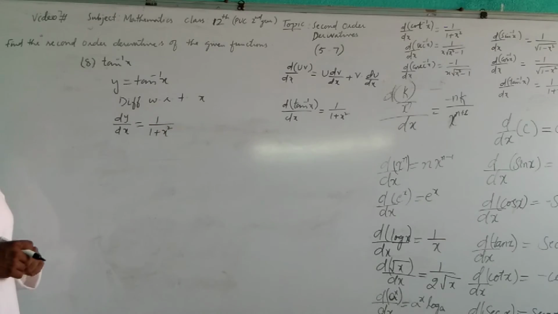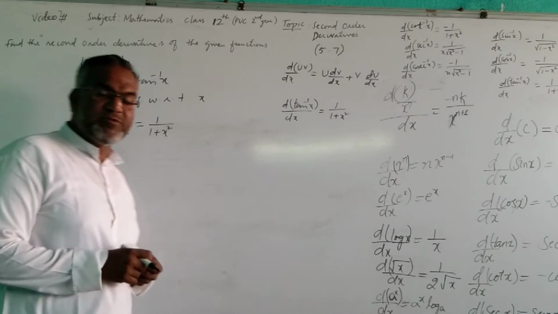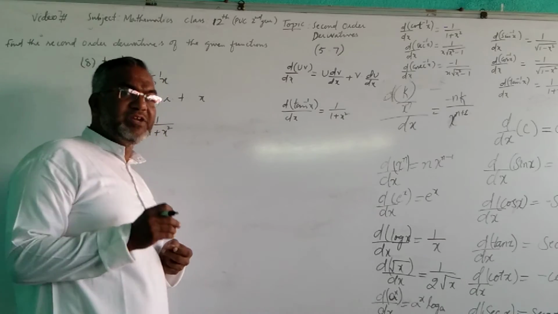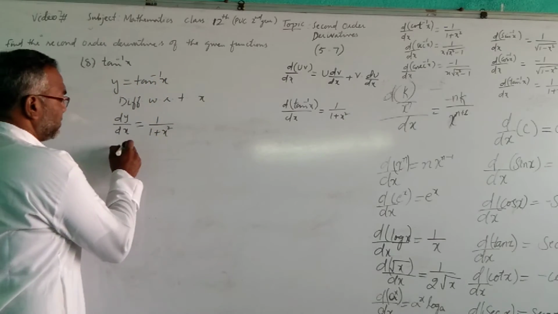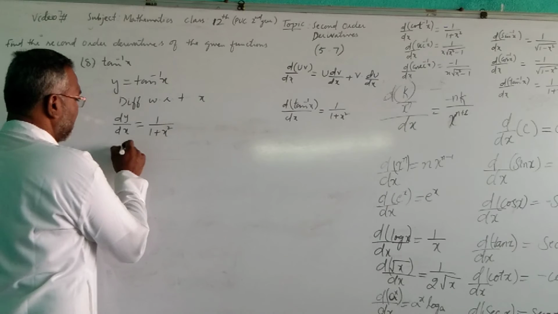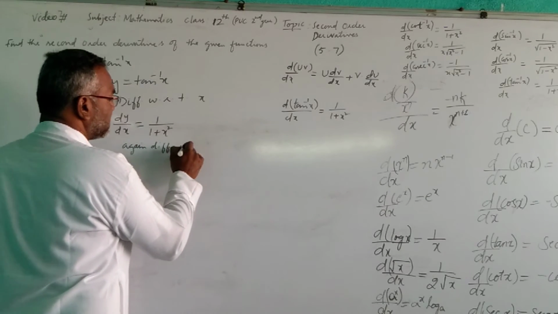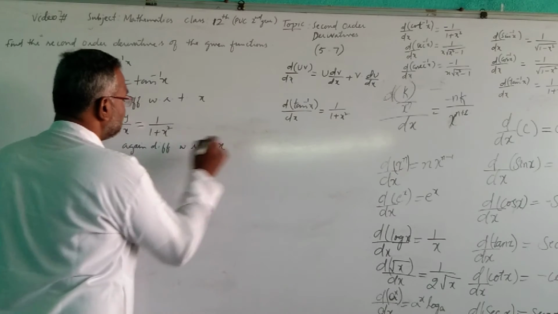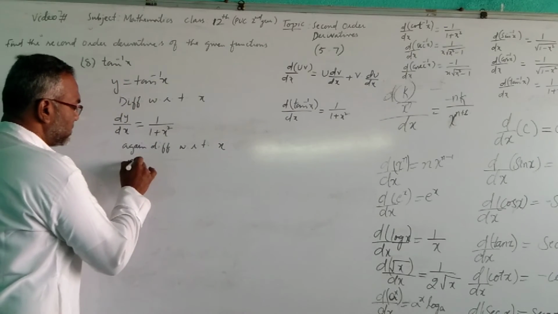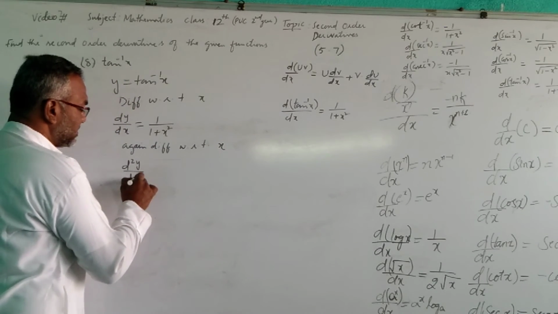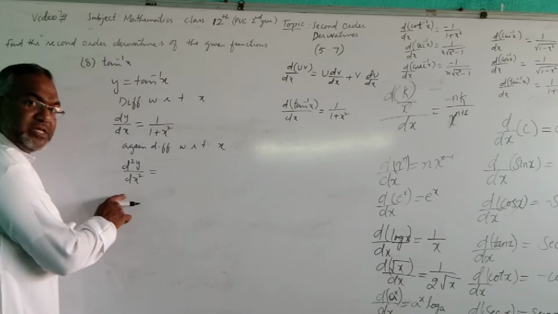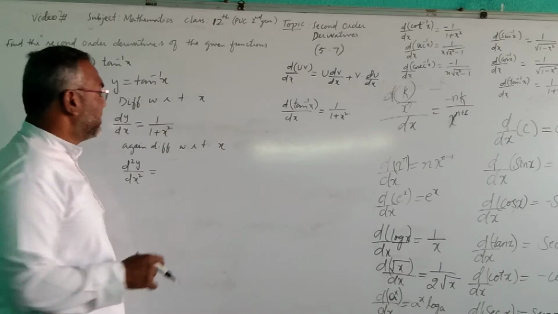Now differentiate again. We have to get the second order derivative. So to get the second order derivative, we differentiate again with respect to x, right? So it will become d square y by dx square. That is second order derivative.